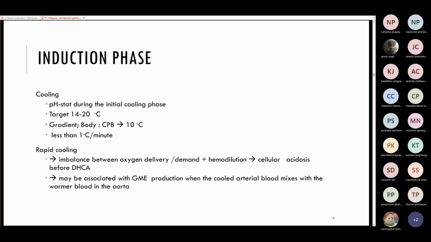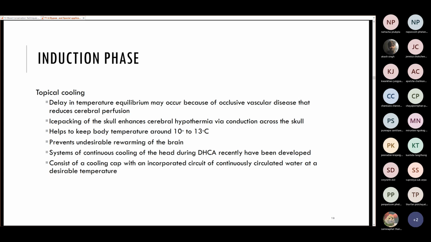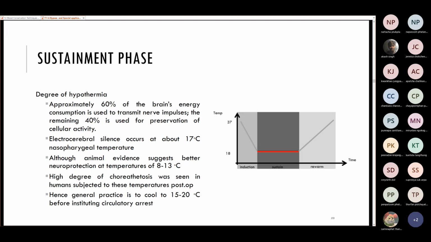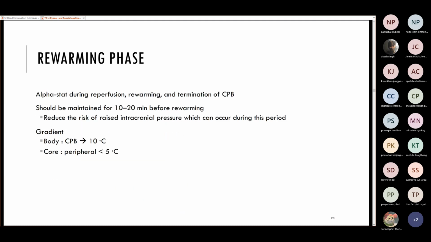So from the vasodilation and autoregulation disturbance, it's gonna compare the pros and cons between alpha stat and pH stat during the deep hypothermia circulatory arrest also. Okay, this is a concept that I want to talk about.